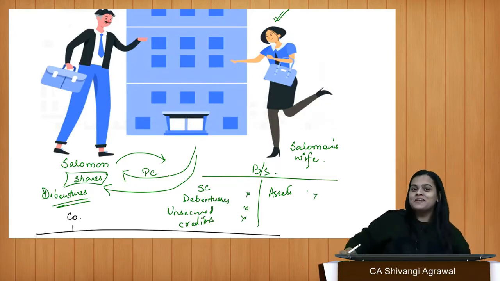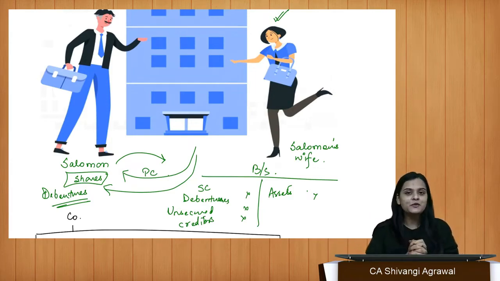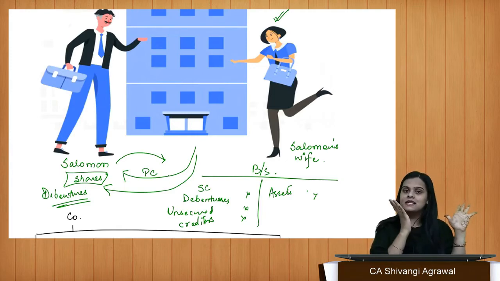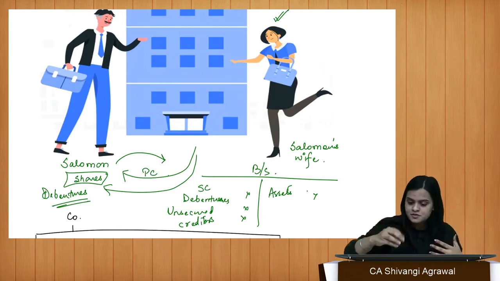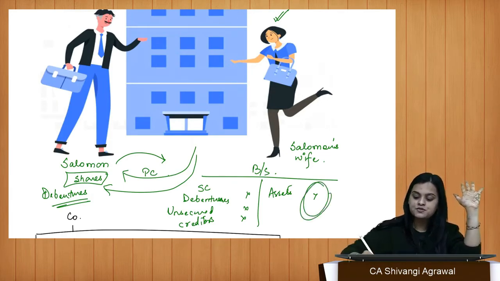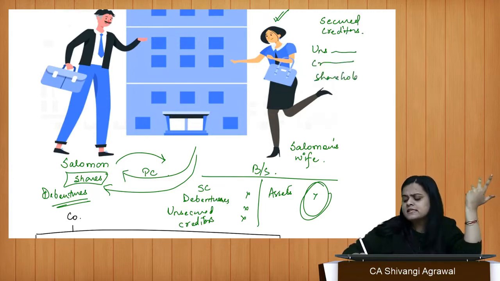Now, the problem arises. What is the problem? The problem is that the company ran into financial difficulties. The company was not able to survive anymore. And now the company had to sell off its assets and pay off its liabilities. When we undergo this process of winding up, when the assets are sold, first of all, the secured creditors are paid off. Then unsecured creditors are paid off, and then shareholders are paid off if any money is left for them.